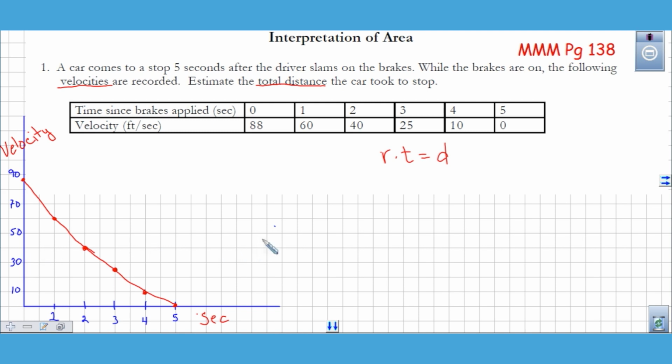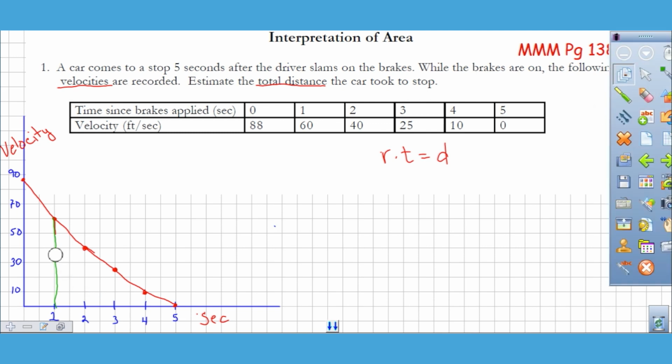But here's what we're going to do. We need to find the area under the curve. And this is not a line, so I can't just do a triangle because it's not a straight line. So let's talk about what we can do to estimate this distance. I'm going to draw a perpendicular line in green. And I am going to use things that I know.